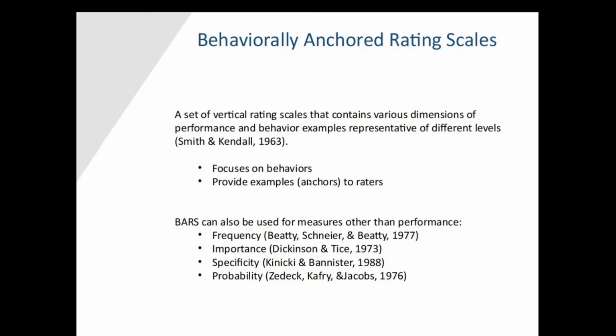So, BARS is short for Behaviorally Anchored Rating Scales. It's a set of vertical scales that cover various dimensions of performance and have behavior examples representative of each level of performance. Because it focuses on behavior, it helps the rater by forcing them to think of actual behaviors rather than drawing on a general impression of the ratee, and therefore we could reduce rater biases such as leniency effect, halo effect, and so on.